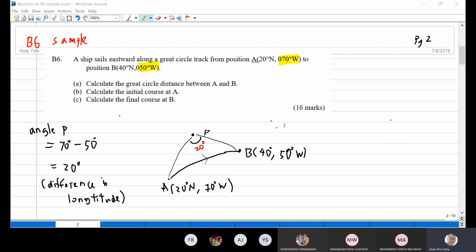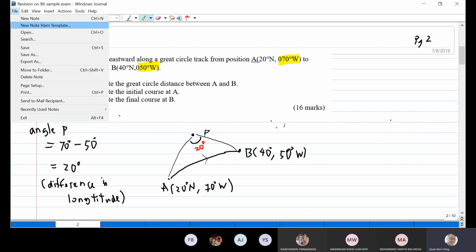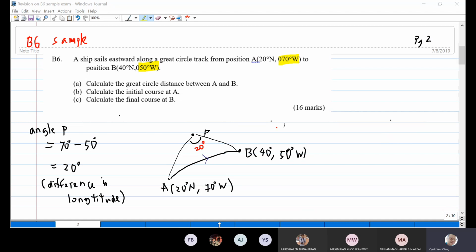So let me WhatsApp to you one step at a time. Okay, let's see what's that. Page 2, right? So after I draw a triangle, I can find out the angle difference P now. This angle difference P helps you to find the spherical triangle, especially the side, the distance.